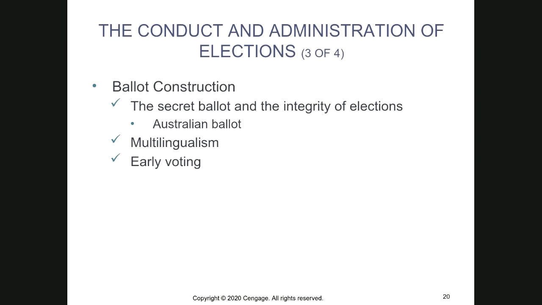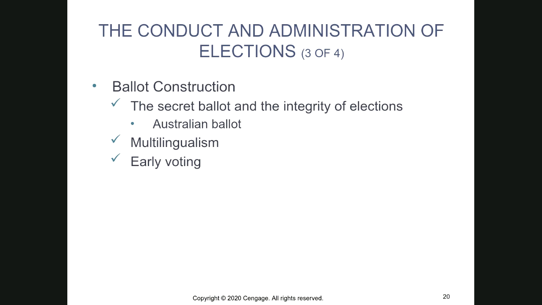Ballot construction. The secret ballot and the Australian ballot. So the Australian ballot is a ballot printed by the government, as opposed to the political parties, that allows people to vote in secret. The reason that voting in secret is so important to our democracy, and really any good democracy, is because without it, people are going to be subject to intimidation and coercion.